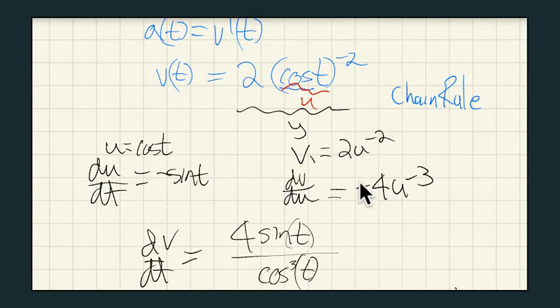And then the derivative of velocity with respect to u is dv by du. Negative 2 times 2 is negative 4. Reduce the exponent by 1 is negative 3. And I have dv by dt is equal to, I have to multiply this together and this together. And that's going to end up being a negative times a negative is a positive. And then I have 4 sine t over cos cubed t. And that's that derivative. Again, pause, rewind, go over that if you need to.